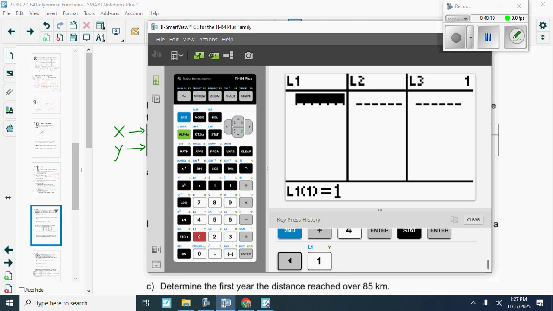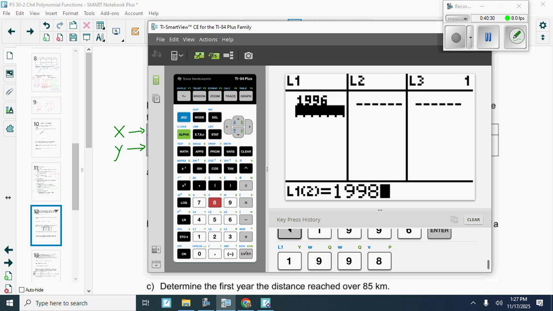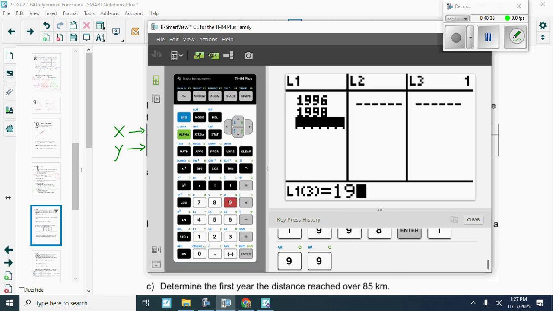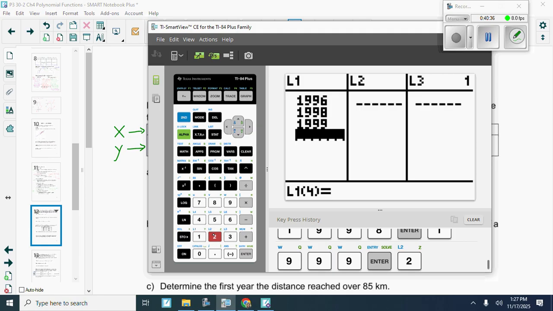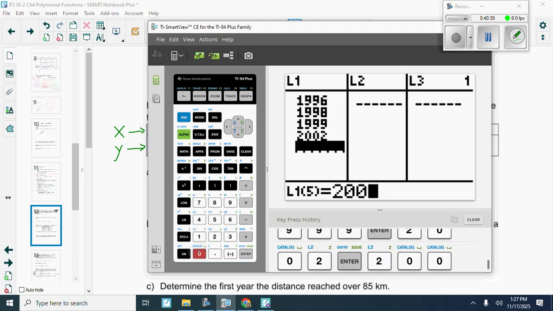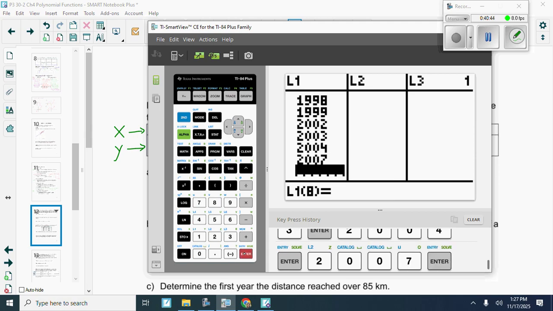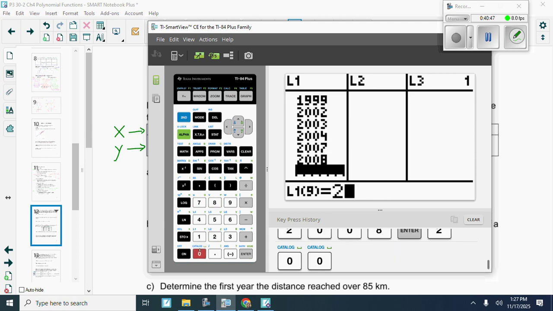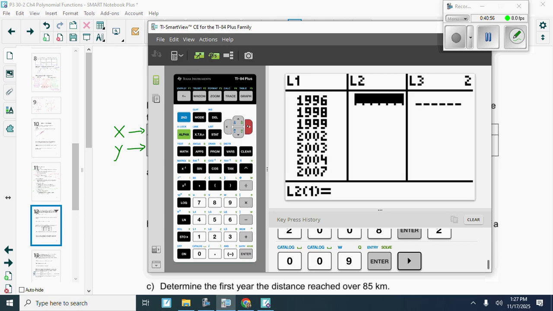1996, enter, 1998, 1999, enter, 2002, 2003, 2004, 2007, 2008. Once you've done all of your X's, just arrow over and fill out list 2. Those are all your Y values.